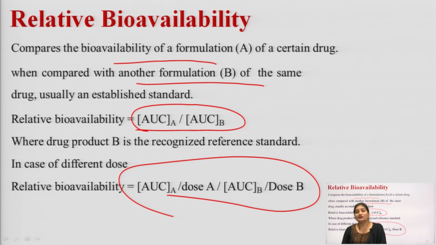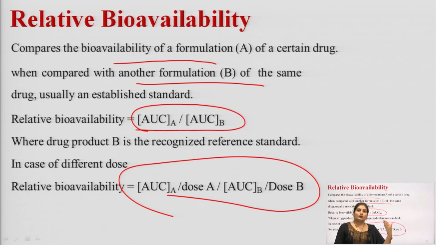In case of absolute bioavailability, we are comparing the same drug given by two different routes of administration, and we are comparing the absorption from these two different routes. But in case of relative bioavailability, we are giving two different dosage forms, we can say two different formulations of the same drug. So, that is called the relative bioavailability.